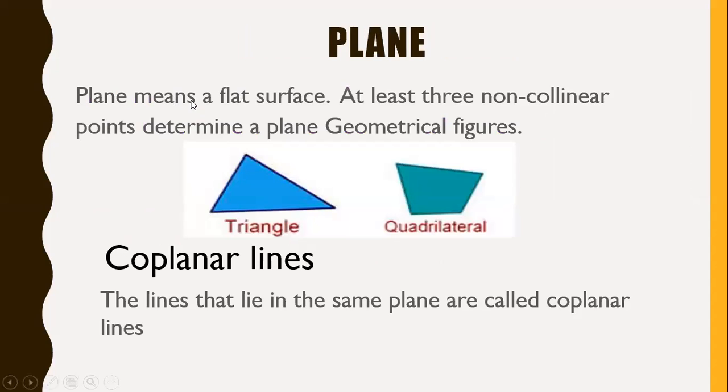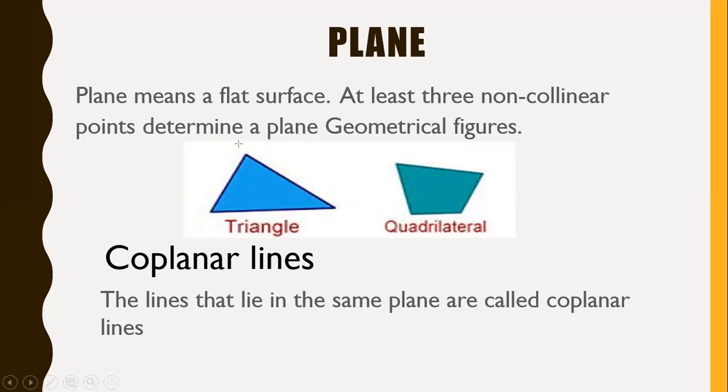Now, what is a plane? Students, a plane means a flat surface. Okay? Flat surface. Now, at least three non-collinear points determine a plane geometrical figure. What does it mean? It means, for example, if you have three non-collinear points, let's see the diagram.